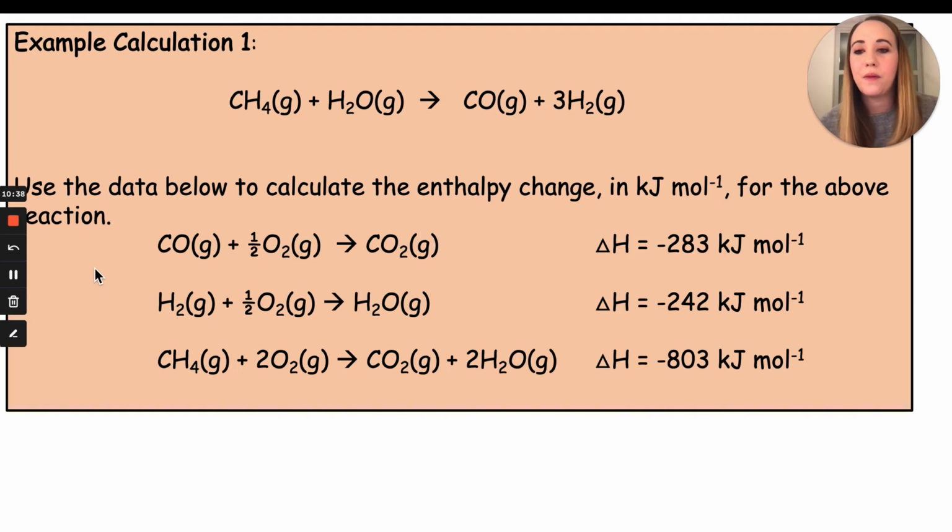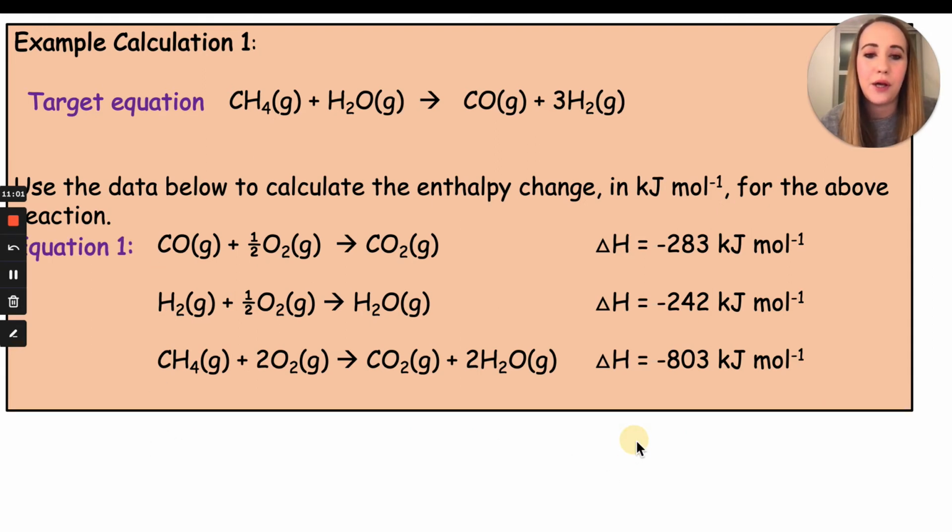Okay, so let's see where we are with the information that we've got before we start doing anything. Thinking back to the terminology in the previous slides, let's refer to this equation up here as our target equation. This is the equation that we want to work out the delta H for. And we've got 3 equations to help us do that. So let's label these as equations 1, 2, and 3, just to help us keep ourselves right with all the data and information we've been given.